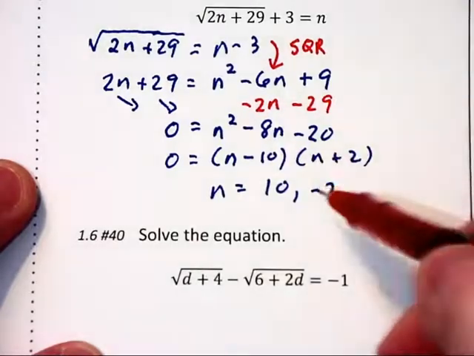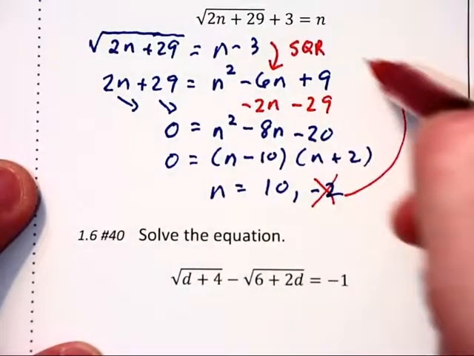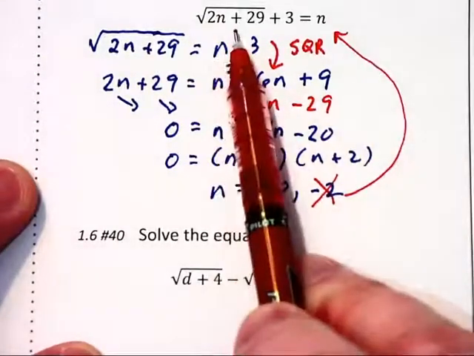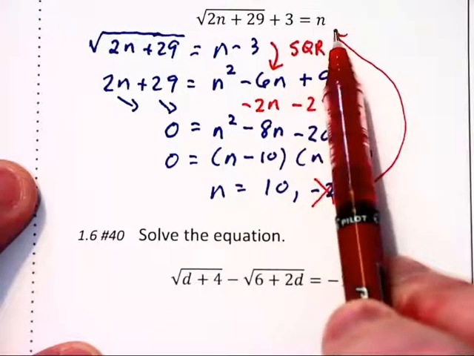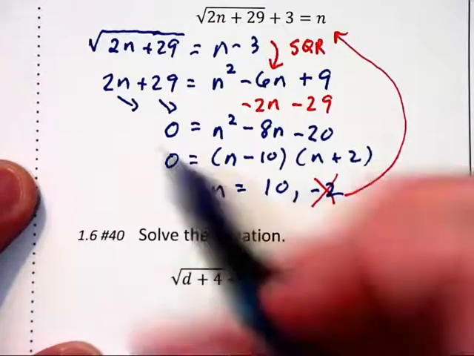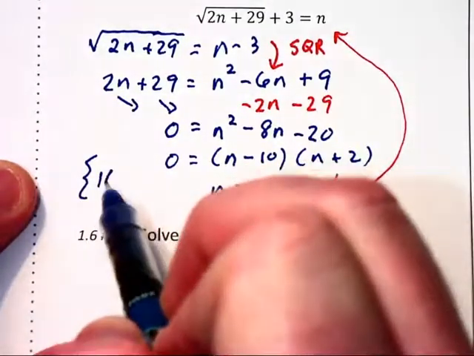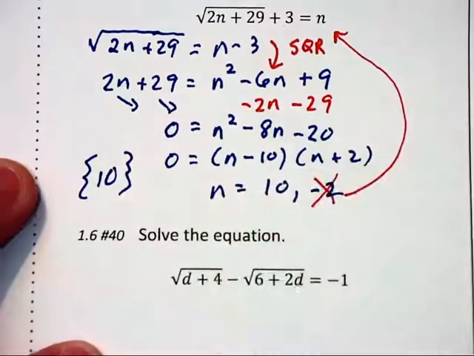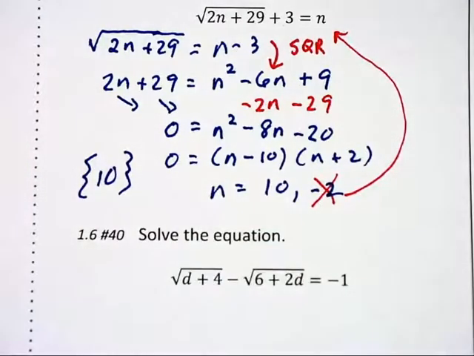When we take that negative 2 and substitute it back in, however, we get a positive value plus 3 equals negative 2, and that negative 2 will not work, and our sole value in the solution set is 10. And it does check if you took the time to check it.